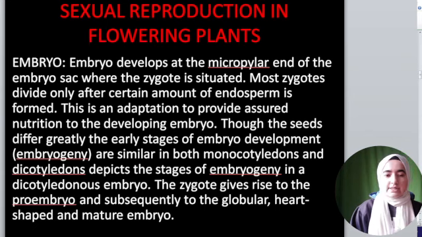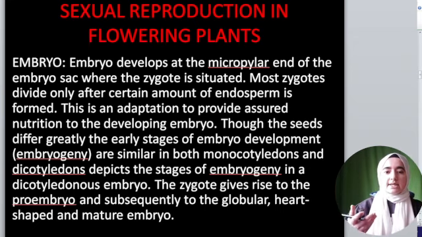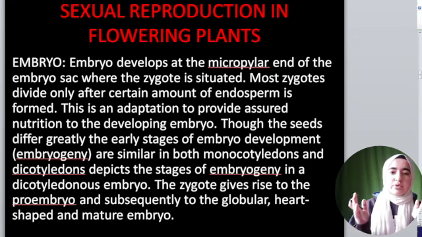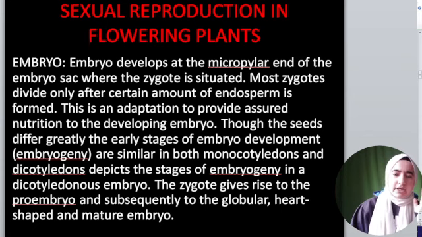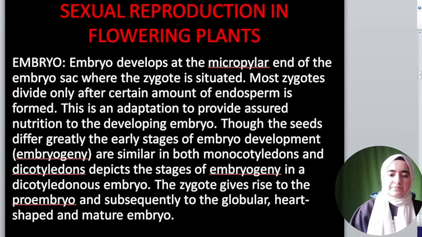You will see that most zygotes develop after the formation of endosperm. As I already mentioned, endosperm development precedes embryo development, because endosperm has to provide nourishment to the developing embryo. But seeds differ in monocotyledons and dicotyledons, since monocotyledons have only a single cotyledon and dicotyledons have two cotyledons, but their earlier embryogenic development is almost similar.